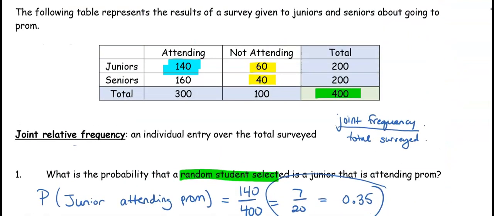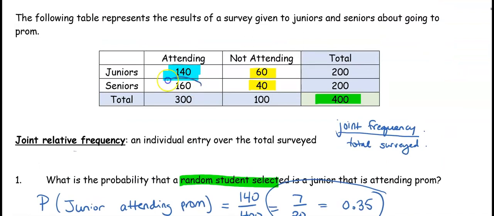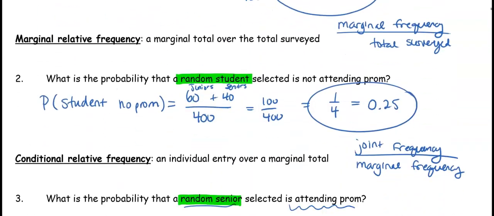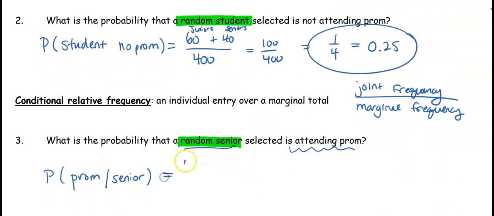All right, let's go back up here. So we're looking at the seniors that are going to prom right here. Seniors attending. So there are 160 seniors who are attending prom over the 200 seniors that were surveyed. Again, the difference is we are not pulling from the total survey. We were limiting our sample space to just those seniors. That reduces down to 4 over 5.